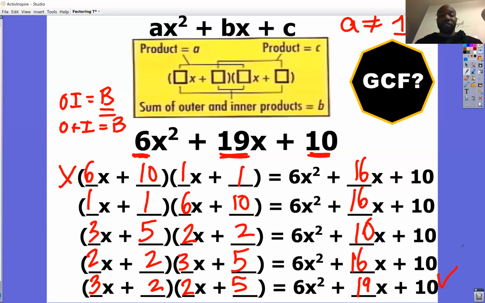Y'all, I'm not going to take you through all of that. You're going to love me. You're not going to love me at first, but at least you appreciate what we used to have to do back in the day to get this, play around with numbers, and then finally end up with the right answer. That's what we have to do to factor when A is not 1.